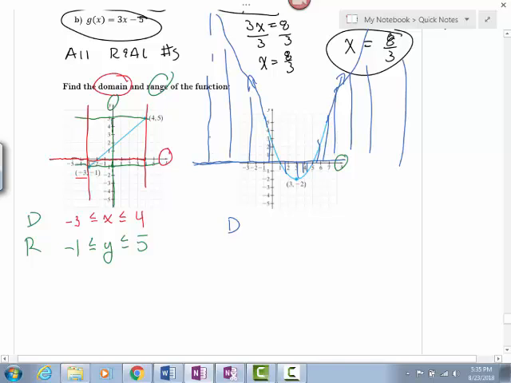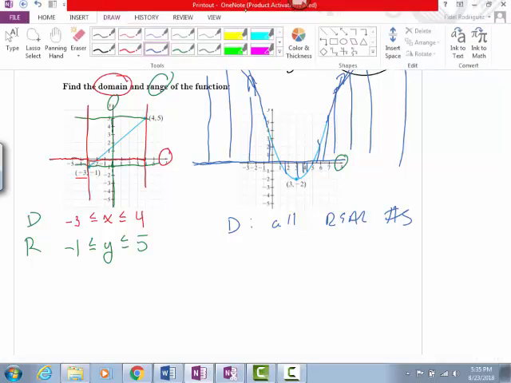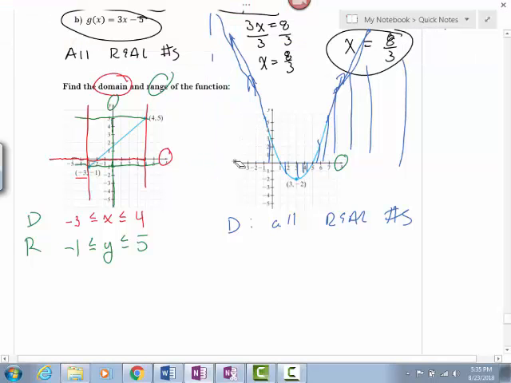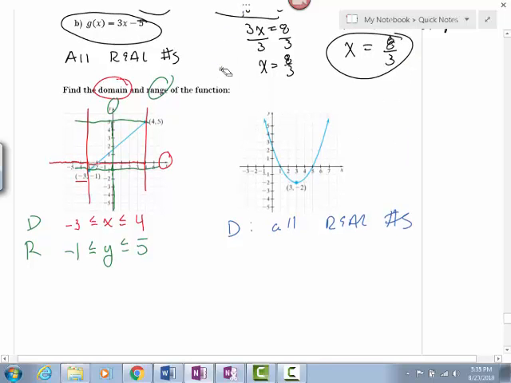So because that graph goes up and a little bit to the left and up and a little bit to the right forever, my domain is all real numbers, right? Okay. Now let me sort of clean that up a little bit. Okay, so let's erase. Let's make this prettier. Okay, there we go.